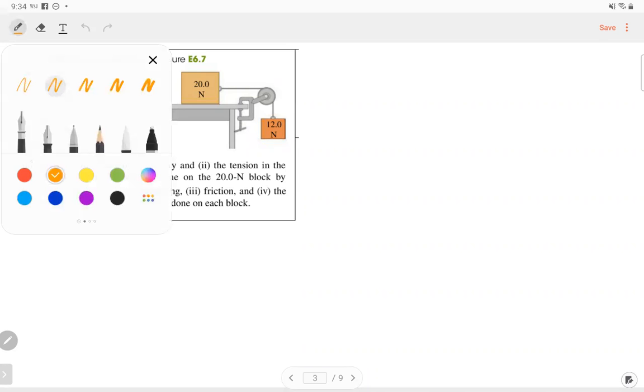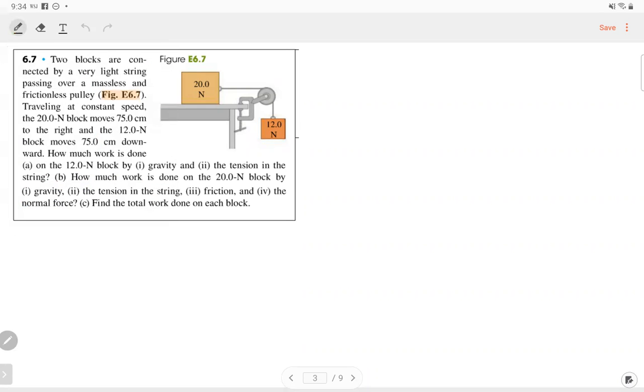Okay, let's do the free body diagram first. For the 12 Newton block, there are two forces on the block. The first one is gravity, mg. The second one is tension, which goes up. The description says it is traveling at constant speed. I like this sentence because constant speed means acceleration is zero. So tension equals weight. The weight is 12 Newton.